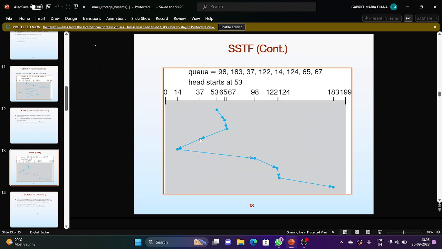Then from 37 it served 14, which is closer to 37. Then it served 98, and after 98 it served 122 and 124 as well. Then later it served 183. So after subtracting all the terms, we'll get the desired value of the head movement. So this is called shortest seek time first.